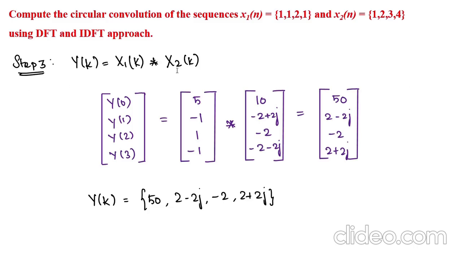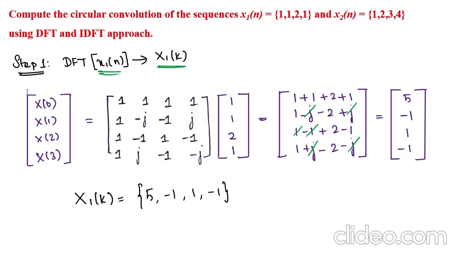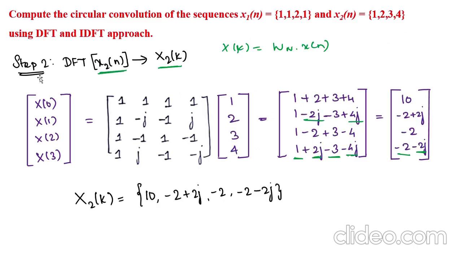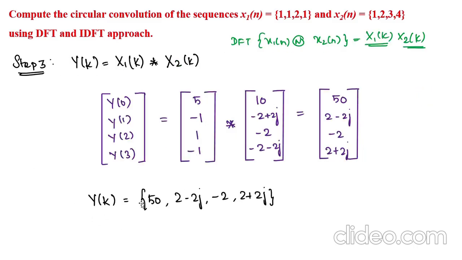Now step 3, we know the convolution property: the DFT of circular convolution in the time domain is equal to multiplication, that is the product, in the frequency domain. Now we know the values of X1 of k and X2 of k. In step 1 we received the X1 of k value, and in step 2 we received the X2 of k value. Now I am going to multiply both values, normal multiplication.